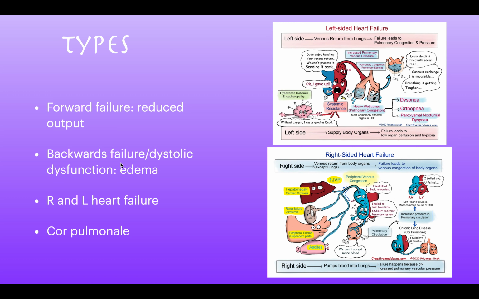Backward failure, diastolic function, is going to result in edema. Right-sided heart failure is going to be problems with the venous return from all the body organs except for the lungs, and there's going to be pitting edema everywhere. Thanks to the increased jugular venous pressure, there's going to be hepatomegaly, renal failure, peripheral edema, and ascites. And cor pulmonale is heart failure due to the lungs.